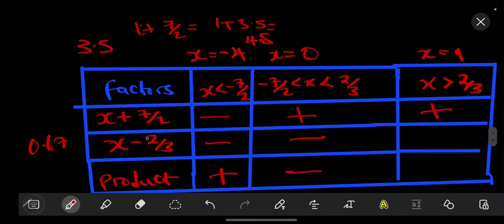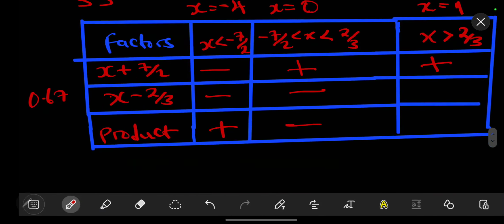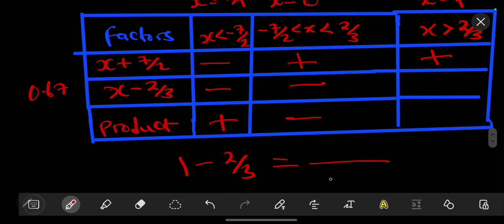Now we are here, our x minus 2 over 3. So if x is equal to 1, we are going to have 1 minus 2 over 3, which will be equal to, if our common denominator is 3, then 3 divided by 1 times 3, it will be a 3 there. Then 3 divided by 3 is 1 times 2, it will be that. So we have 1 over 3. 1 over 3 is positive, so the result here will be positive. If that's the case, we have positive times positive, it will be a positive value.